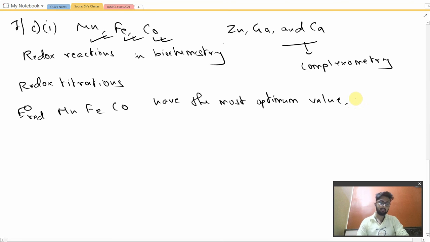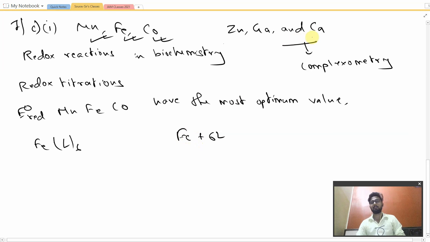This is the main reason, and the other corresponding reasons are that iron and cobalt do not form quite stable complexes, and they can undergo easy attachment with the ligand. A complex can be easily formed and then easily dissociated also. Okay, Fe plus L6L. So this kind of attachment and detachment is easily possible for Fe and cobalt.